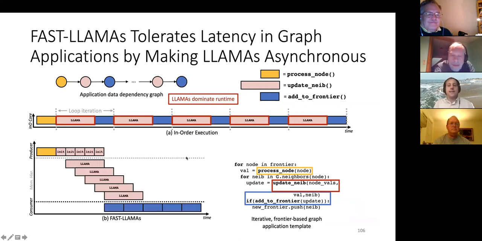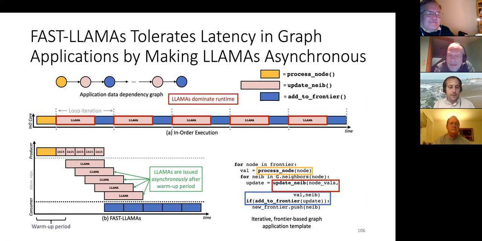What we do in the compiler is a slicing so that we remove the dependency from the producer, which issues the llama and does a process node, and we place those all on the consumer. That gives us a code slicing where the producer, in a tight loop, initializes all of these memory requests. These memory requests then get fed to the consumer, which can do them without waiting for the long latency.